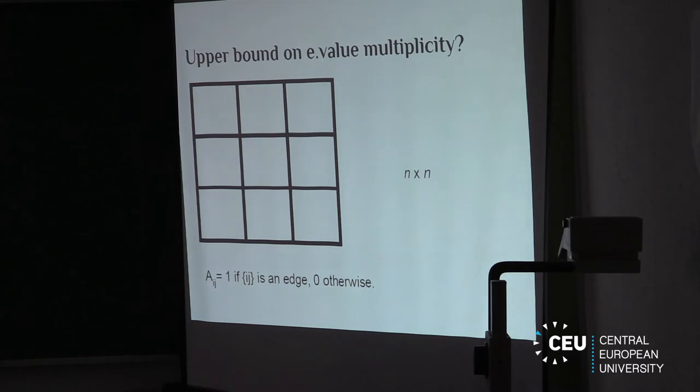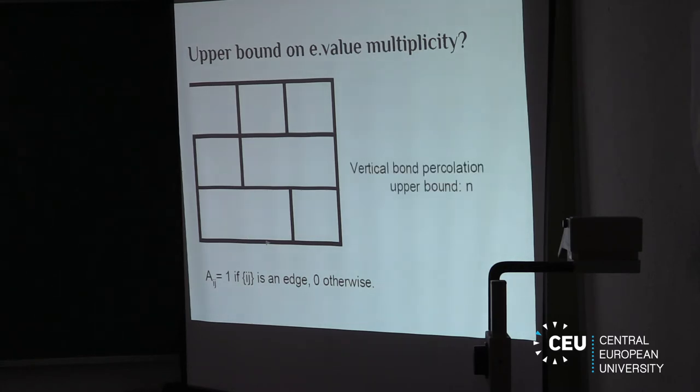So we're going to show how you can bound this. And here is a model that we can show, for example, that has no atoms at all. This is vertical percolation. So look at Z squared and you just erase some of the vertical edges and you keep all the horizontal ones. We're going to show in a second that this model has absolutely no atoms.